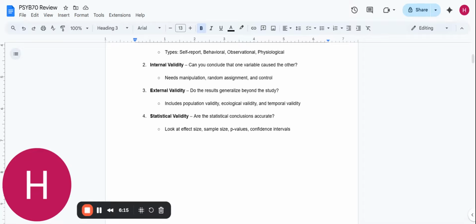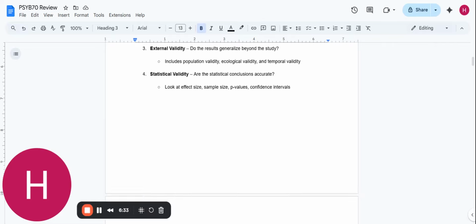And then we have statistical validity, which we're going to talk more about. So it's more focused on the numbers and whether the statistical conclusions are accurate. We may look at the effect size, sample size, p-values, and confidence intervals, which we're going to talk about more later in this review.